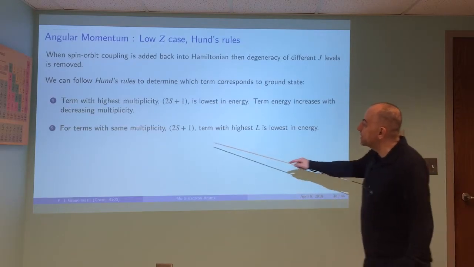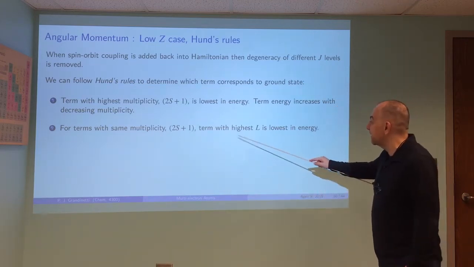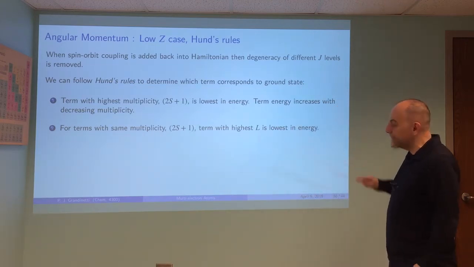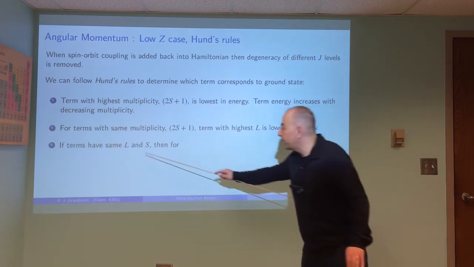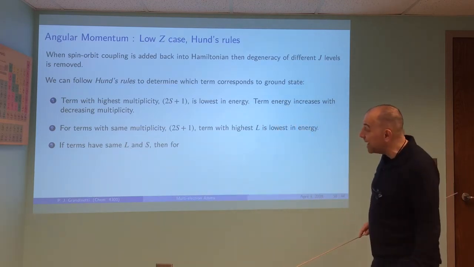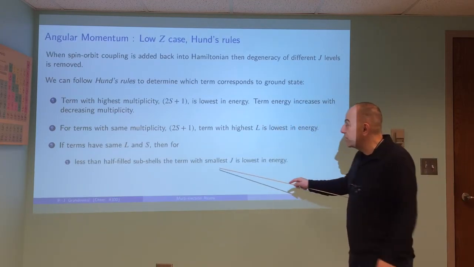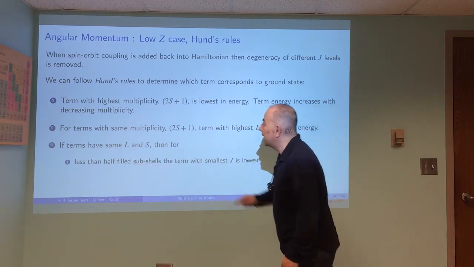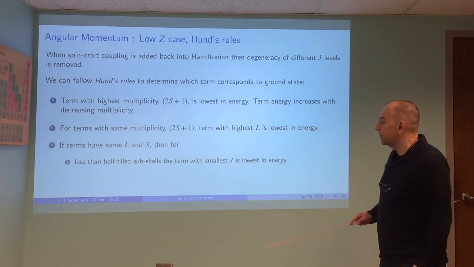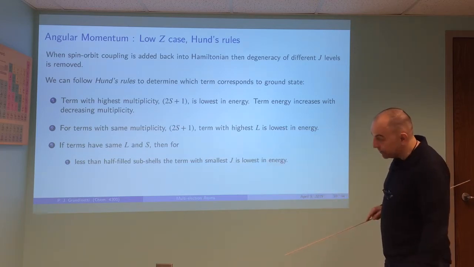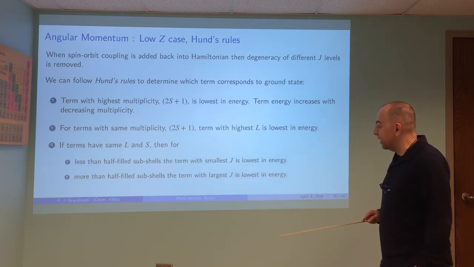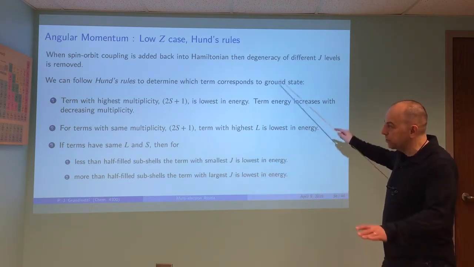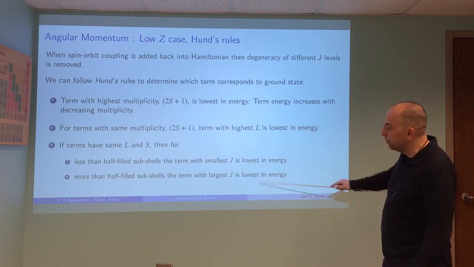And then for terms with the same multiplicity, which we didn't see in the last case, the term with the highest L is going to be lowest in energy. And then if you get into a situation where you have multiple terms that have the same value of L and S, then for terms associated with less than half-filled subshells, the ones that have the smallest J are going to be lowest in energy, and for more than half-filled subshells, the terms with the largest J are going to be lowest in energy. So those are the rules. There's 3 rules and 2 sub-rules down here. We'll look at an example where we have to deal with all of this, okay?